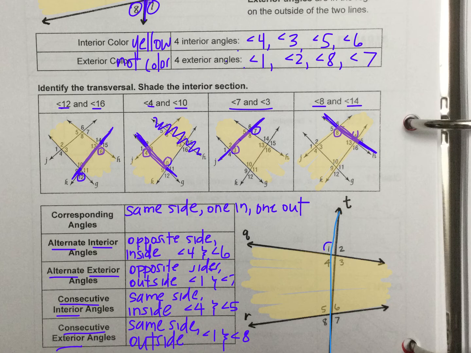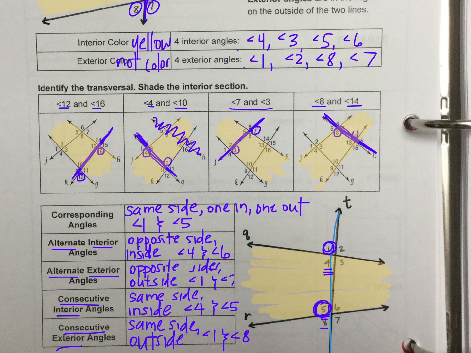So if I want to talk about angle 1, same side, so it could be 4, 5, or 8, but 1 is inside and 1 is outside. Well, angle 1 is in the white, so I have angle 4 or angle 5 that are on the inside. 1 and 4 are touching, so that means that 1 and 5 are corresponding.